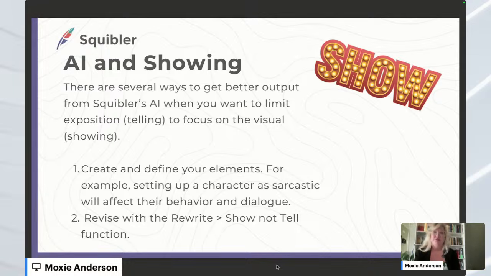You can also use the revise with the rewrite function of show, don't tell. So this is going to limit some unnecessary exposition and focus more on the action and observable acts, showing the visual aspects of your screenplay.